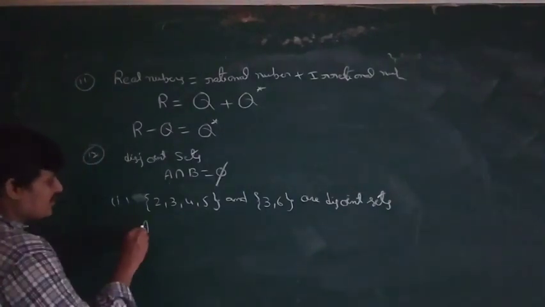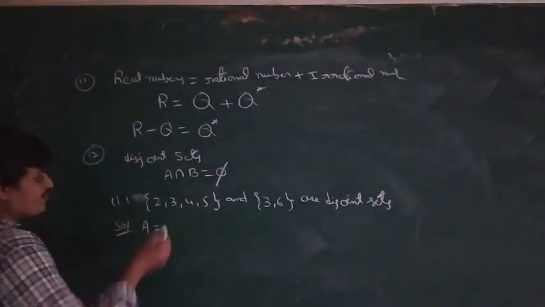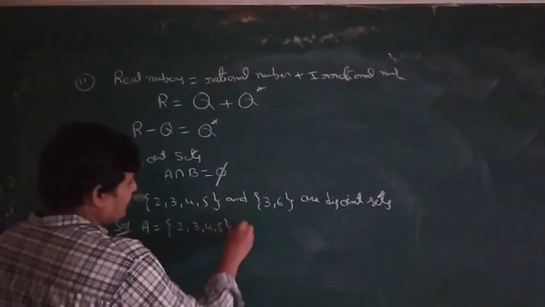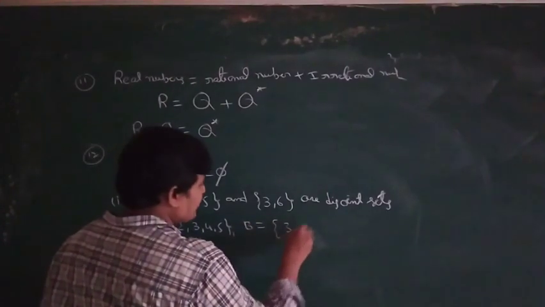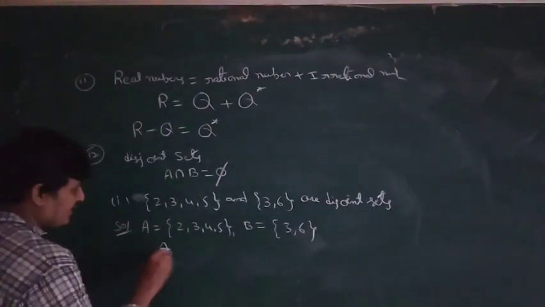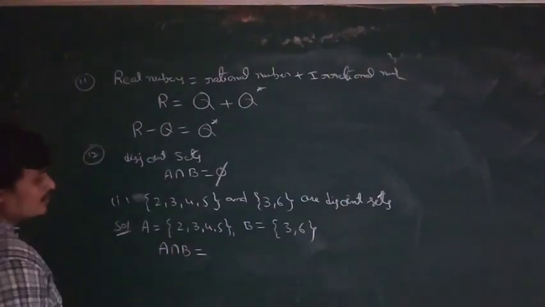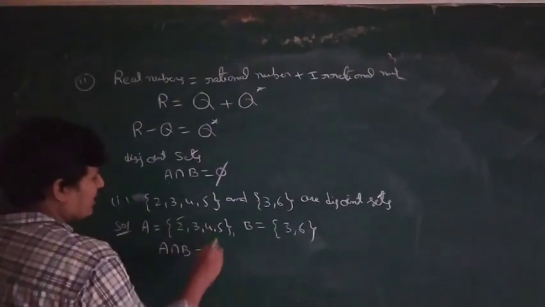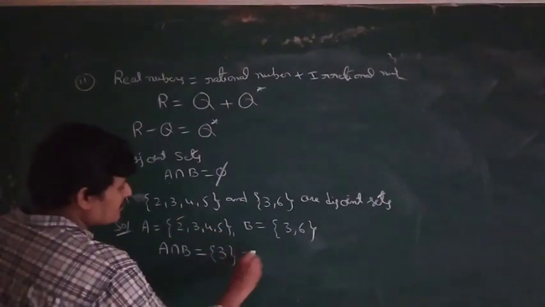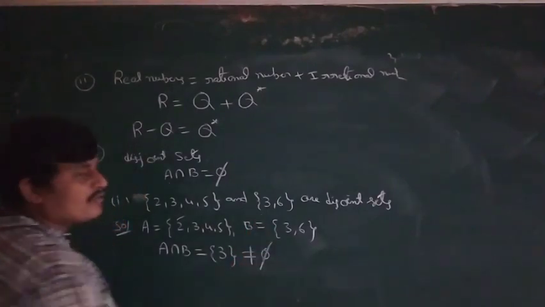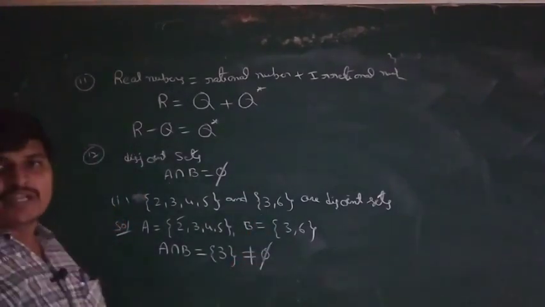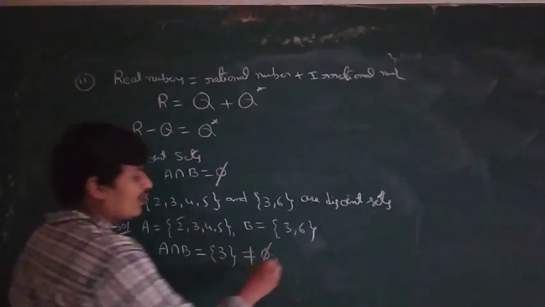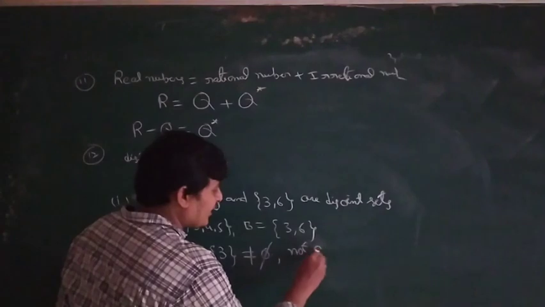So for example, solution: A is equal to 2, 3, 4, 5, B is equal to 3, 6. So A intersection B means the common elements in the two sets. 2 is not common, 3 is common. So it is not equal to phi. Phi means the empty set, there is no element. So 3 is one of the elements, so this is not equal to phi. Not equal to phi means not disjoint.